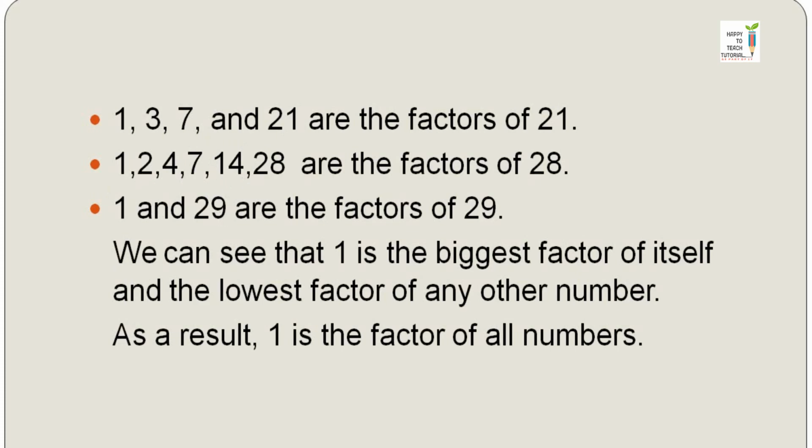Next, 1 is the smallest factor of every number. We have marked that here. A number itself is the greatest factor of every number. Every number except 1 has at least two factors, 1 and the number itself. For example, here 29 has two factors, 1 and the number itself. The number of factors of a number is finite.